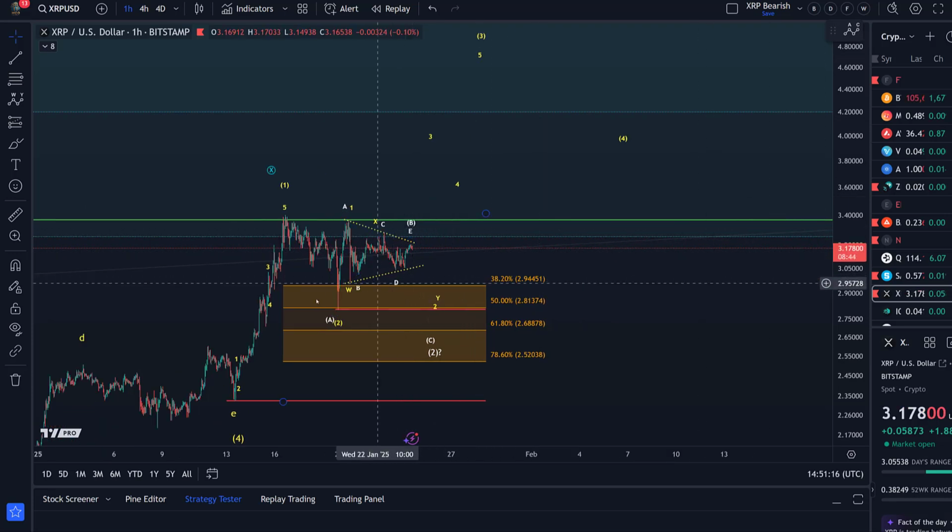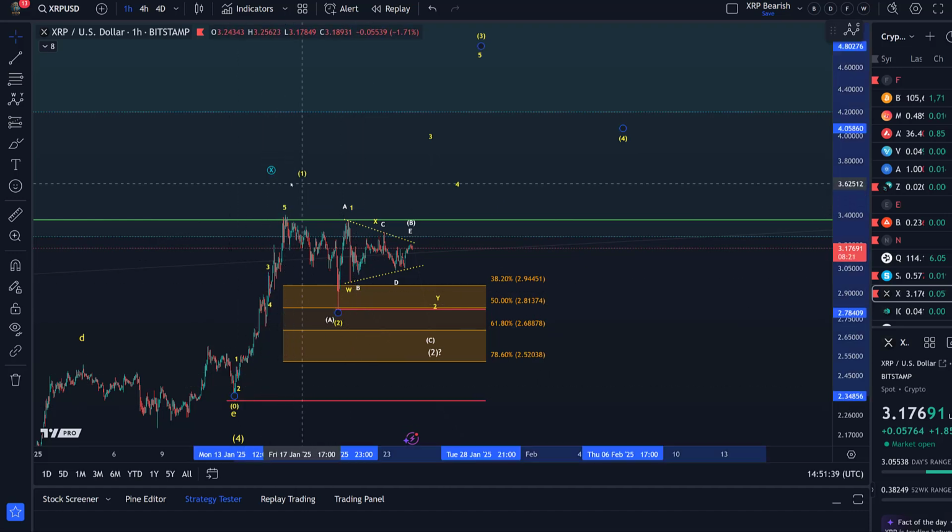However, we're holding above a support area. This is the nearest area of support we can watch, between $2.52 and $2.94. You can see that these levels are respected. We talked about them in previous videos. The price already reacted to the $2.81 level, the 50% retracement, and all of these are relevant for the corrective pullback. So we have an impulsive looking rally, which we're labeling as wave 1.